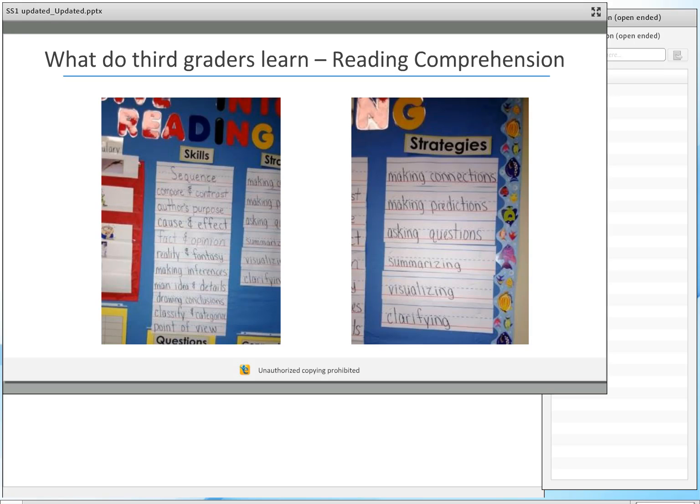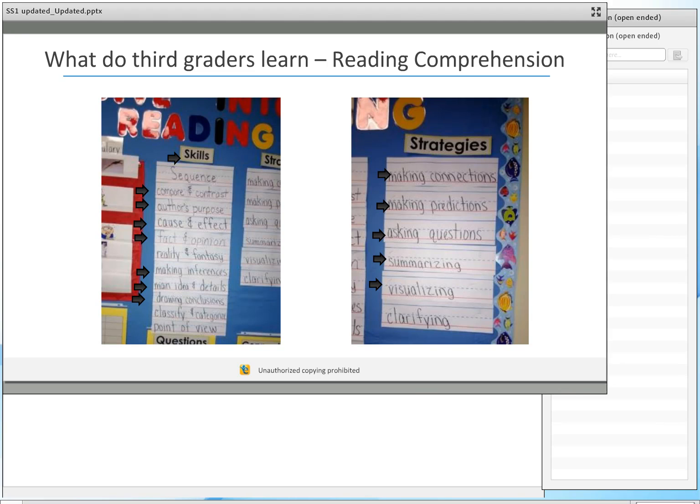But essentially in RC, they were looking at how to compare and contrast statements, how to figure out author's purpose, how to do cause and effect reasoning, how to differentiate between facts and opinions, how to make inferences when you read, how to figure out the main idea and details, and how to draw conclusions. These were the skills that they were building. The strategies they were using were: how do you make connections? How do you do predictive reading? How do you ask questions about what you've read? How do you summarize a paragraph and visualize the information that you've learned?